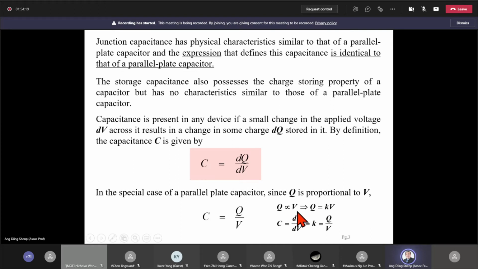Now, since that is the case, we can easily show that the capacitance of a parallel plate capacitor can be written as Q over V, where Q is the charge stored and V is the voltage across the capacitor. At this point, a word of caution: Q over V cannot be used as the general definition for capacitance, and it is only valid if you are looking at a parallel plate capacitor. In other words, for any general capacitor, the definition for capacitance is not Q over V. In fact, it should be dQ over dV. Only in the rare case where Q is proportional to V can we write capacitance as Q over V. Please keep that in mind.